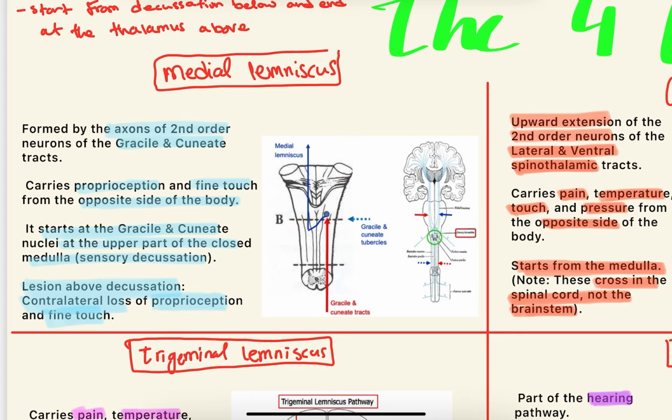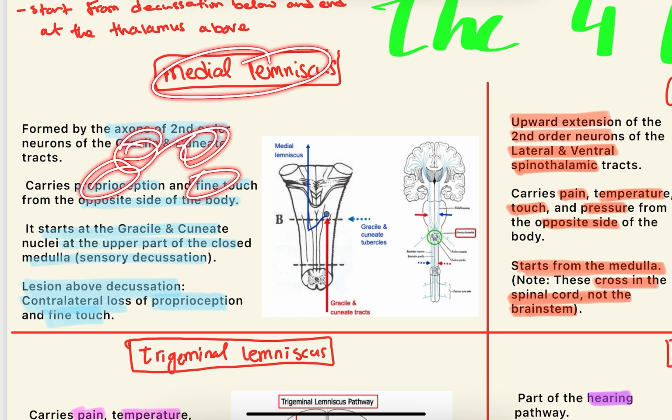Then I will take a look at the lesion. I will see if the lesion is above this decussation or below it. If it's above the decussation, what will happen? It has already decussated, so there will be contralateral loss of proprioception and fine touch. So it's as simple as this. Again, the medial lemniscus is formed of the gracile and cuneate, which are associated with proprioception and fine touch.